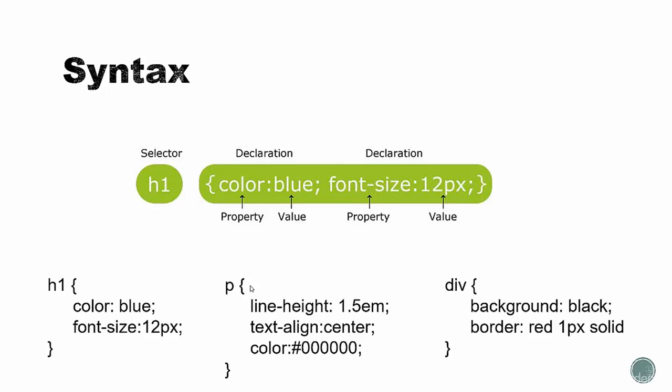And you can see here we have a paragraph, which we're setting the line height to 1.5 em, text align to the center, and color. You can see in this example we're actually using a hexadecimal value. So this is the hex value for black. And then over here we have a div, so this would style all divs and make the background black, and then the border would be red, 1 pixel wide, and would be solid.